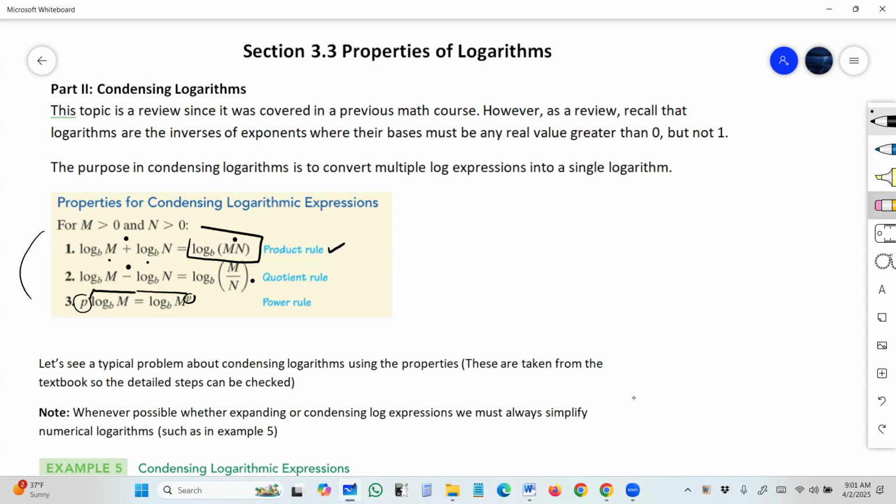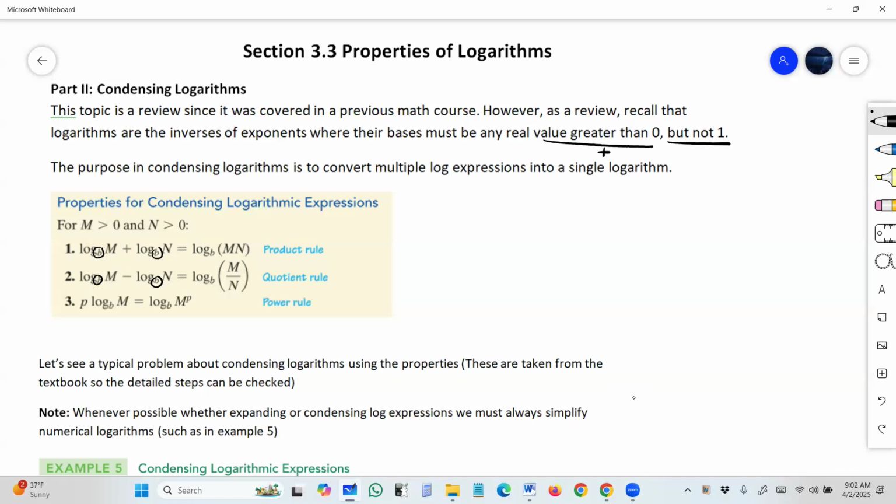Now, keep in mind that just as in the first case, for the first two properties to happen, the base has to be the same. All right? The same thing for expanding logs. So the bases have to be the same. Now, again, in the process of either condensing or expanding logs, the base has to be a positive number greater than 0, but not 1, which is going to be our case.